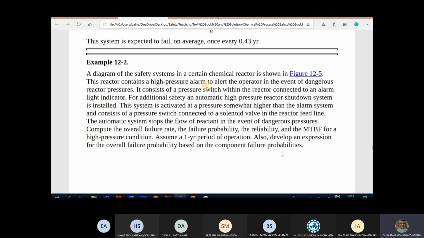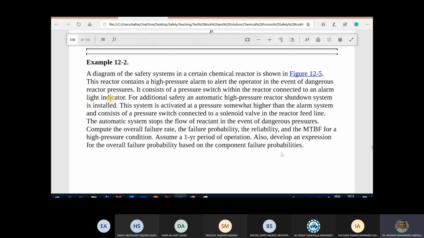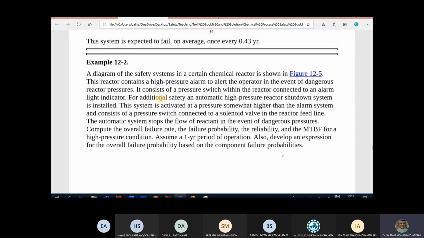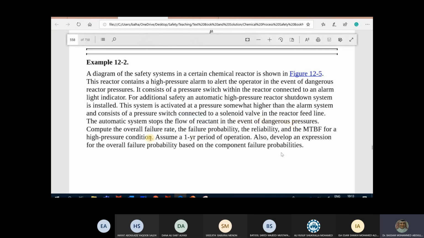So this reactor contains a high pressure alarm to alert the operator if we have any dangerous condition, and of course we have a pressure switch, and as we said, an alarm light indicator. On the other side, for additional safety, an automatic high pressure reactor shutdown system is installed. This system is activated at a pressure somewhat higher than the alarm system and consists of a pressure switch connected to a solenoid valve in the reactor feed line. The automatic system stops the flow of reactant if there's any dangerous pressure.